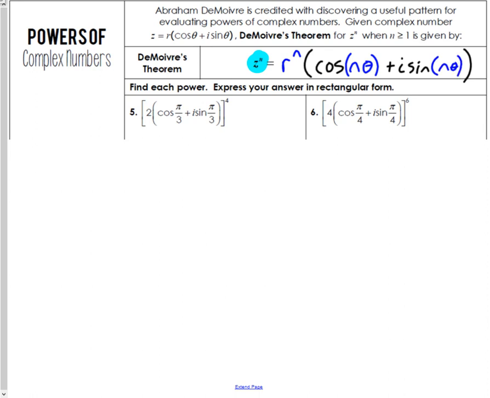So in short, we're going to raise the modulus to whatever that power is, and then we're going to multiply the argument. So it's a bit quicker than the multiplication and the division problems in that we only have to worry about one theta, we only have to worry about one r. So they do go by pretty quick. Let's go ahead and let green be the modulus, and we'll let blue be our theta here. We'll let the power be red.